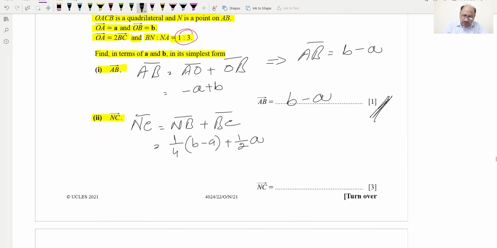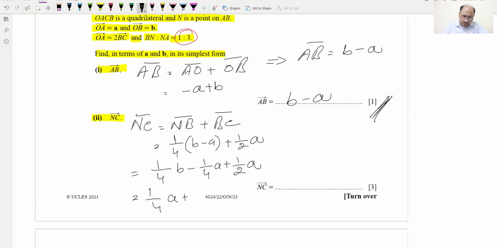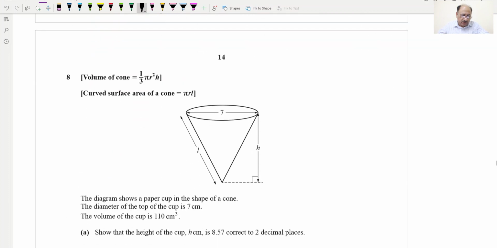Further we can simplify. If we open the bracket, 1 by 4B minus 1 by 4A plus 1 by 2A. These two we can simplify with the help of a calculator. We can write minus 1 over 4 plus 1 over 2, and we will get 1 by 4. So we can write 1 by 4A plus 1 by 4B, or we can take 1 by 4 common and inside we can write A plus B. This is a 3 marks question which we are done with.